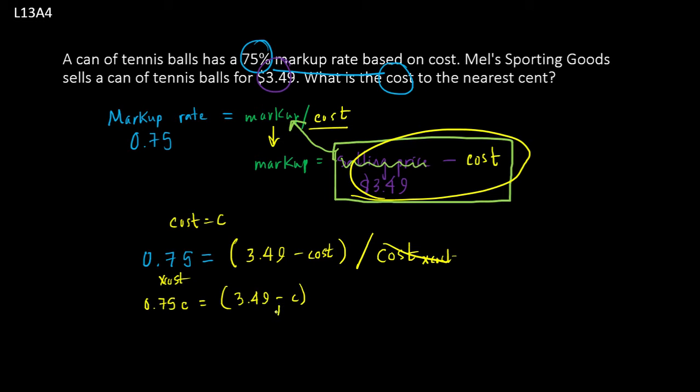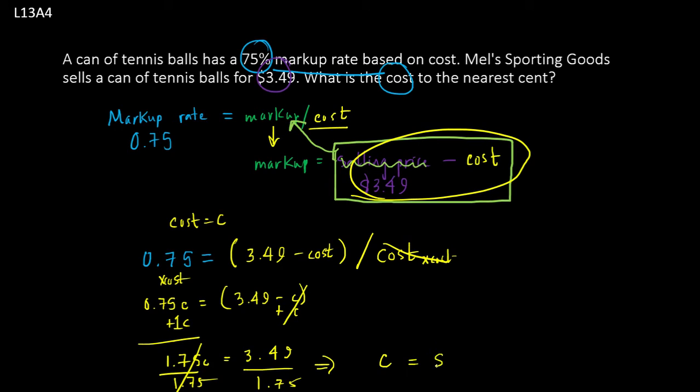Okay, I'm going to add C to both sides. So what's 0.75C plus C? Well, remember, there's an invisible 1 there. So this becomes 1.75C equals 349. I divide both sides by 175. On this side it cancels out, and I find that cost equals $1.99.